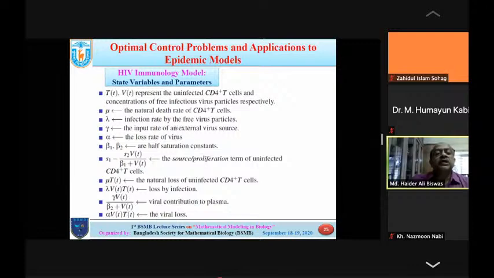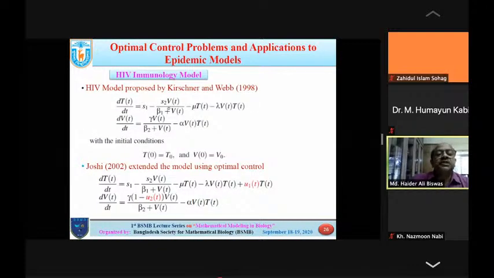Actually, the model has some history. This model has no control. This HIV-type immunological model was first proposed by Kirchner and Webb in 1998. Kirchner and Webb are not mathematicians, but they applied this type of mathematical model and studied the nature of HIV immunology very successfully. But they did not apply any control variable or control function in that case. And the initial conditions here are T0 and V0. So this is the initial problem we can understand easily.